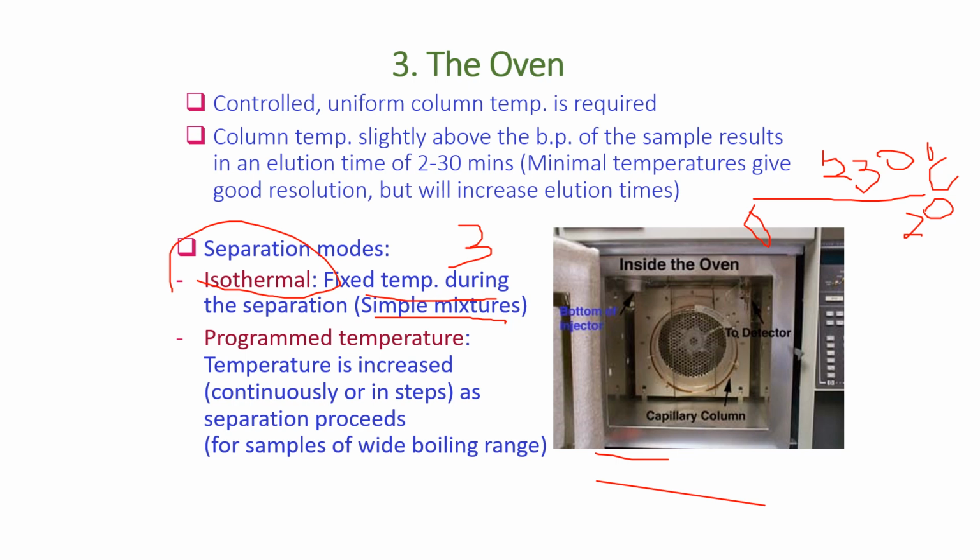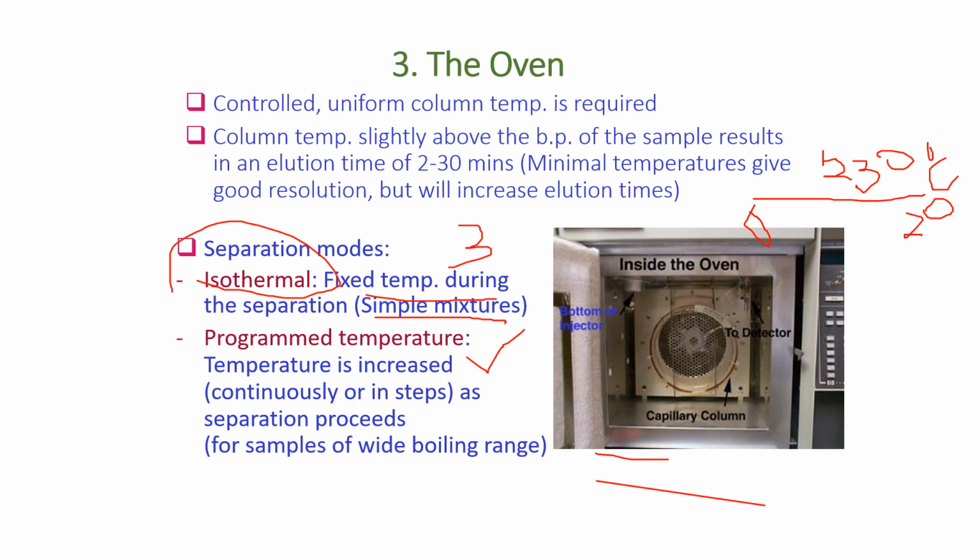Because if you have, for example, 3 to 10 analytes, if the first 5 analytes have a boiling point of 210, while the other 5 have a boiling point around 250, you cannot use 230, for example, to vaporize the 250. It's not going to work because they will still be in a non-volatilized state.